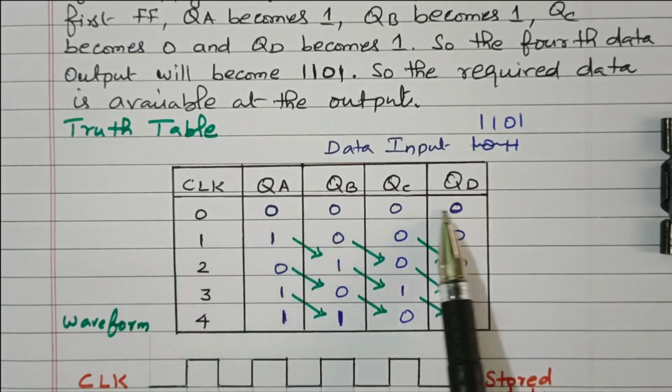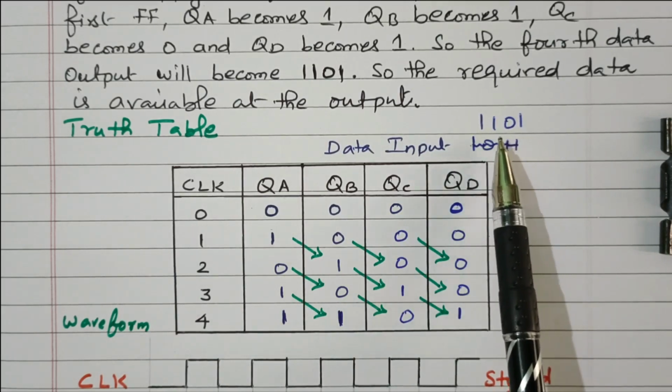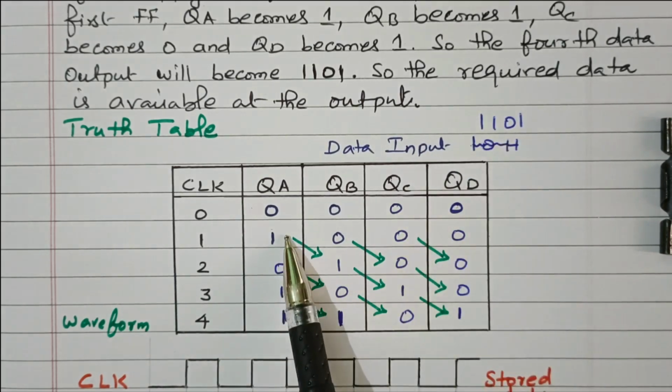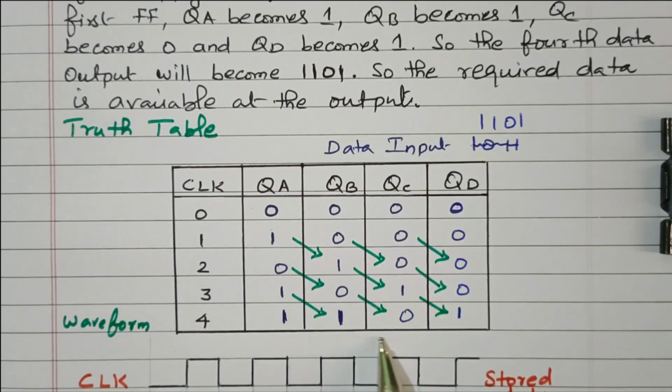Initially 0, we are sending this data: first 1, 0, then 1, then 1. While applying the bits one by one, the data moves to the next flip-flop. It is shifted. So finally we got 1, 1, 0, 1.